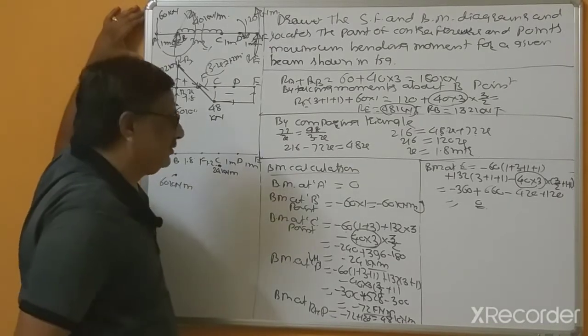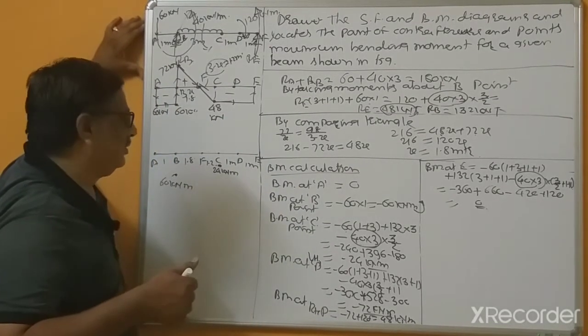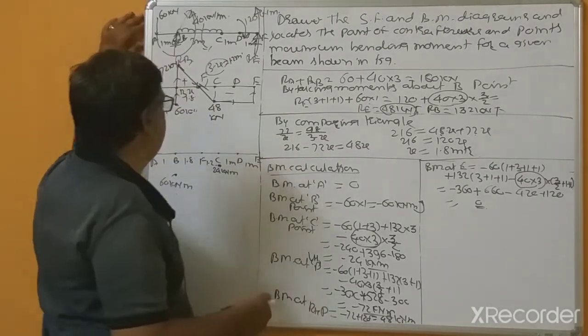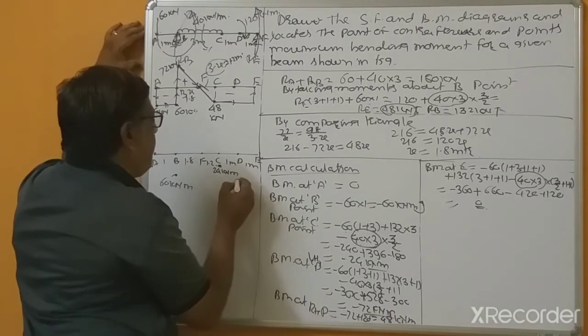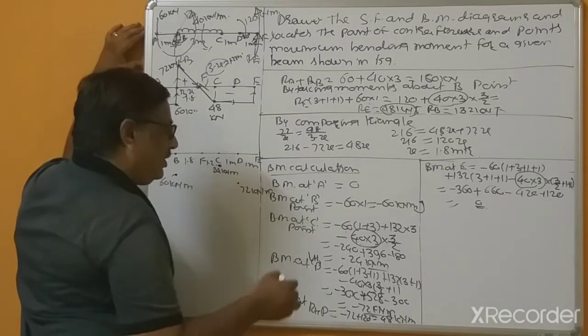At D point, at D point you will get two moments. One is 72 and that is 48.